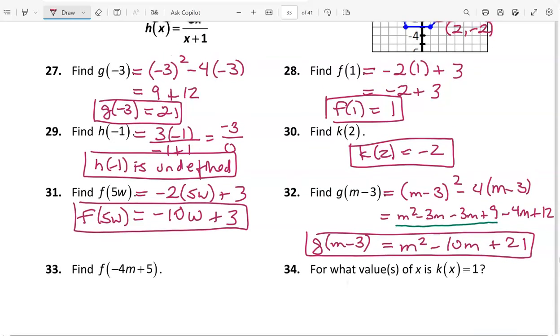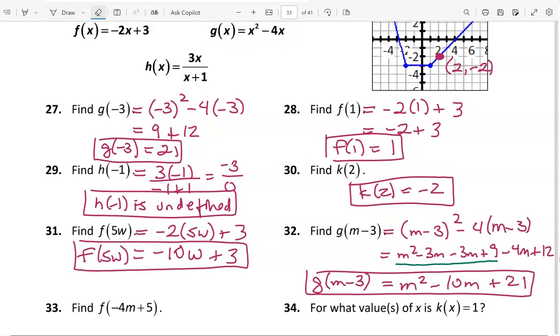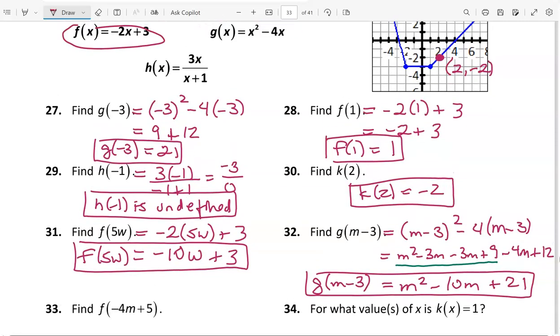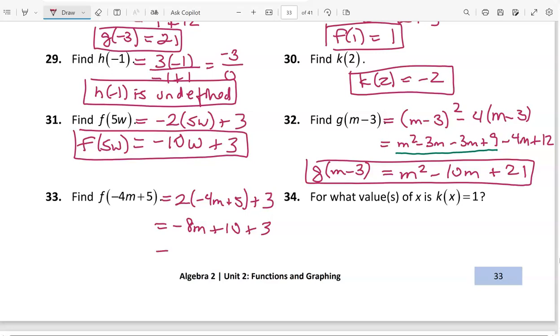In number 33, we are looking for f of negative 4m plus 5. So we're going to use the definition for f of x, which is up here. So f of x is negative 2 times x plus 3. F of negative 4m plus 5 is -2 times negative 4m plus 5 plus 3. So multiplying and then simplifying by combining like terms, we get 8m plus 13 is what f of negative 4m plus 5 is equal to.